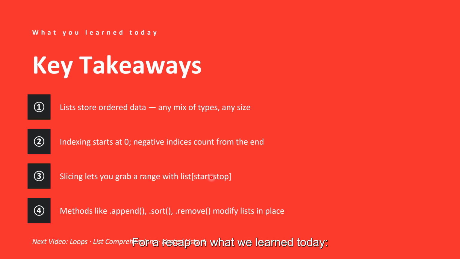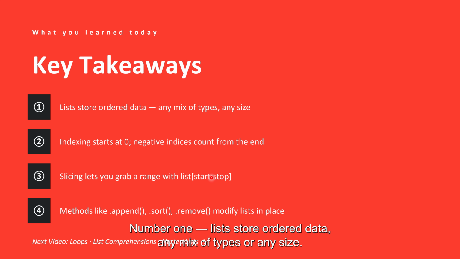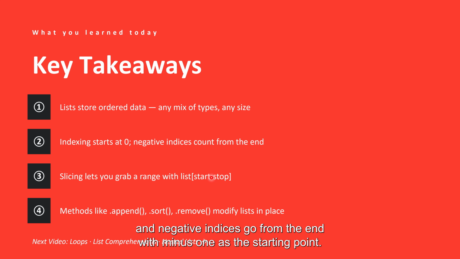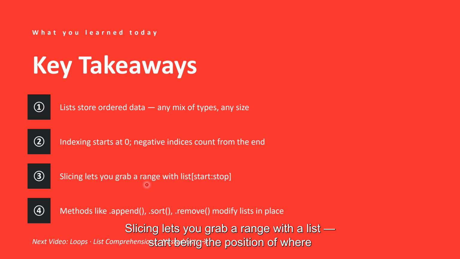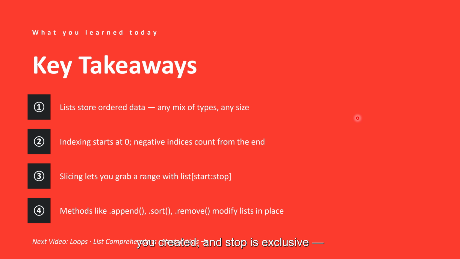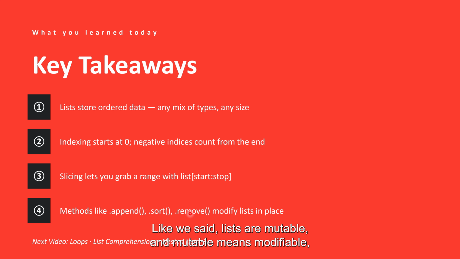For a recap of what we learned today: number one, lists store ordered data, any mix of types or any size. Next, we learned that indexing starts from 0 and negative indices count from the end, with -1 as the starting point. Slicing lets you grab a range from a list, with start being the position where you want to start the range, and stop being the end of the range. And stop is exclusive; it will not include the stop number. So methods like .append, .insert, .remove help us modify the list in place. Like we said, lists are mutable, and mutable means modifiable, and we use methods to modify them in place.